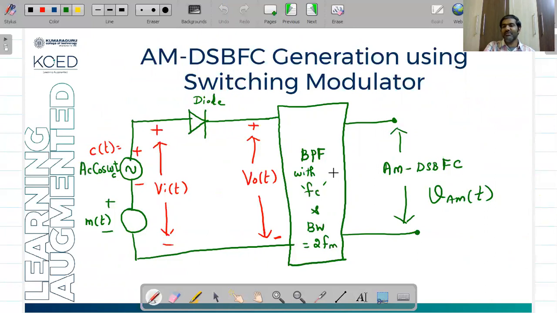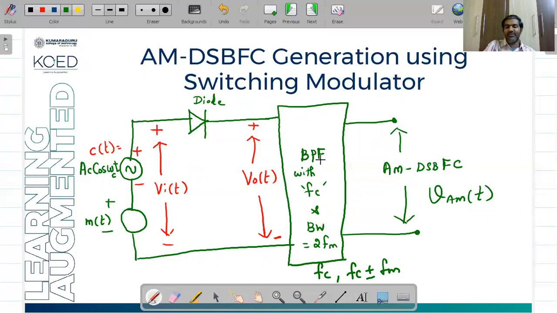So bandwidth is 2fm. So this is a double sideband full carrier. This V naught of t signal is passed through a bandpass filter. That bandpass filter will remove unwanted components and pass only components with frequencies fc, and fc plus or minus fm. So this should be the pass band of your bandpass filter.